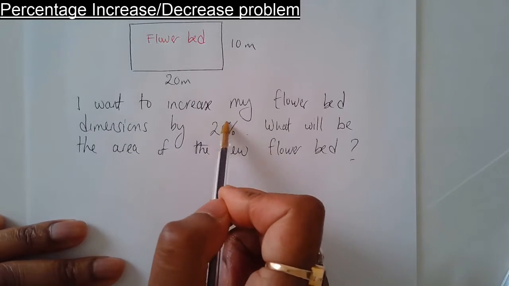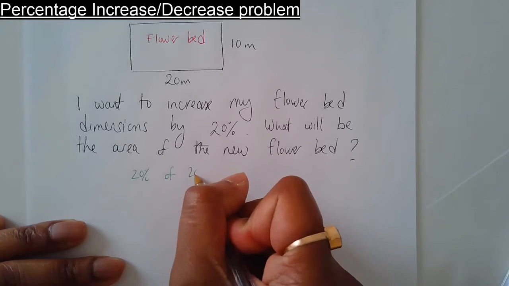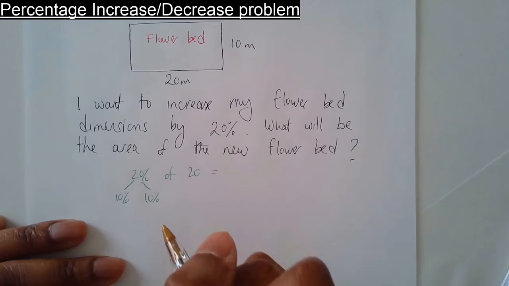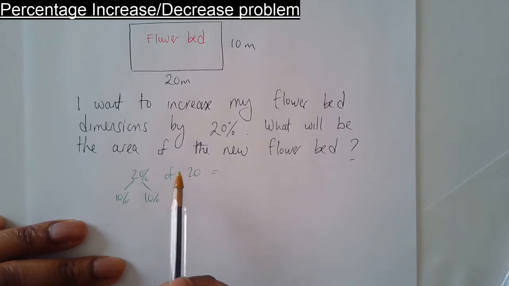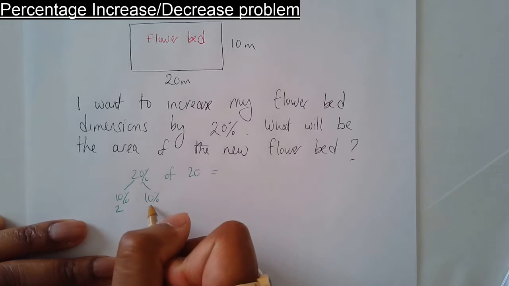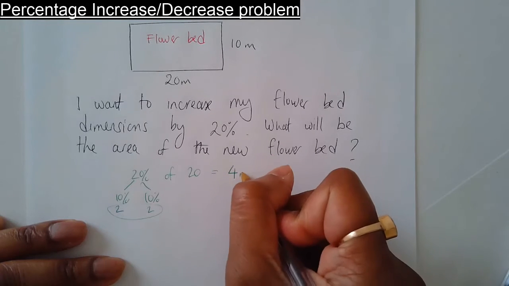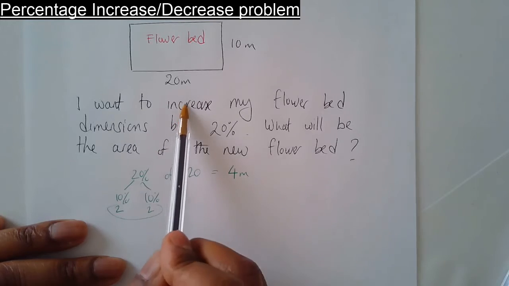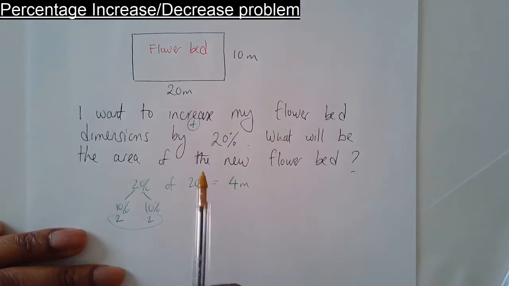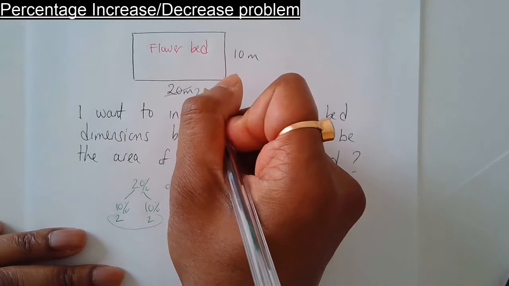First of all, work out 20% of 20 meters. Well, you know 20% is 10% plus 10%. To find 10% of 20, do 20 divided by 10. It's 2. 10% is also 2. That makes 4 meters. But because I want to increase, remember increase means adding. So I'm going to do 20 add 4. That will give me 24 meters.